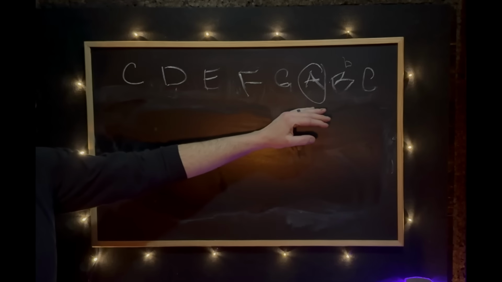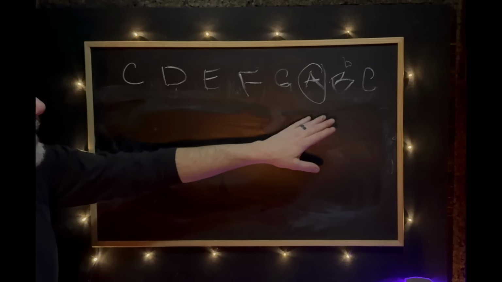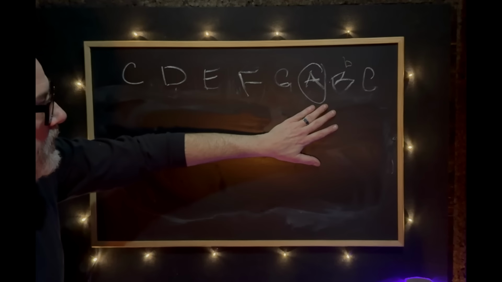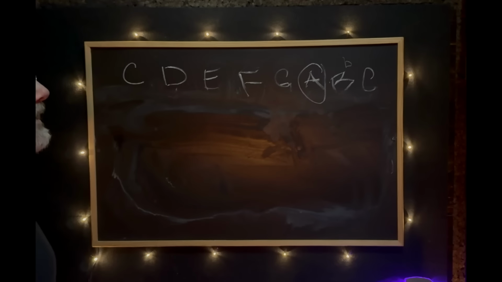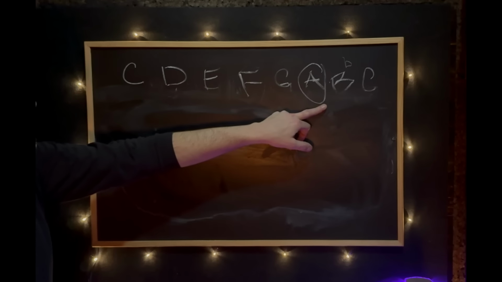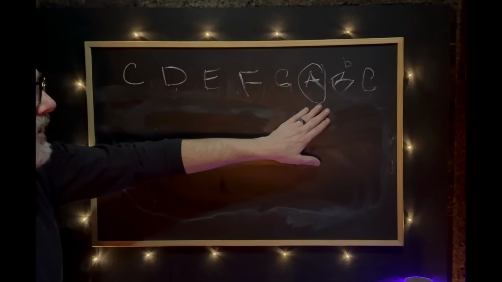All 12 notes have major keys and minor keys associated with it. So even though this is a minor, A minor and C major have 0 sharps and 0 flats. So A minor is effectively the same thing as C major, except that it begins on A and ends on A.